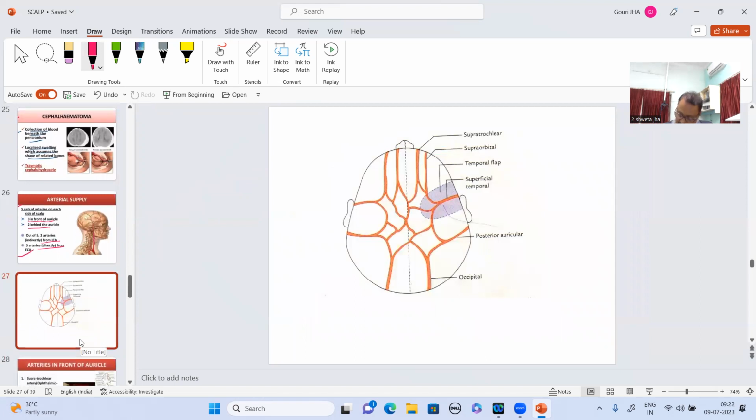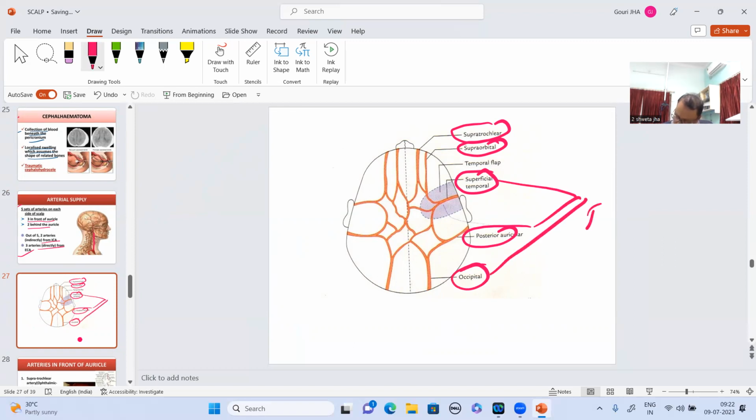this scalp region. So we have got the frontal region: the supratrochlear artery, the supraorbital artery, then the superficial temporal artery, the posterior auricular artery, and the occipital artery. Of these, these 3 are all branches of the external carotid artery, and these 2 are branches of the internal carotid artery. So we could say that the scalp is a potential site where there is an anastomosis between the external carotid artery and the internal carotid artery.